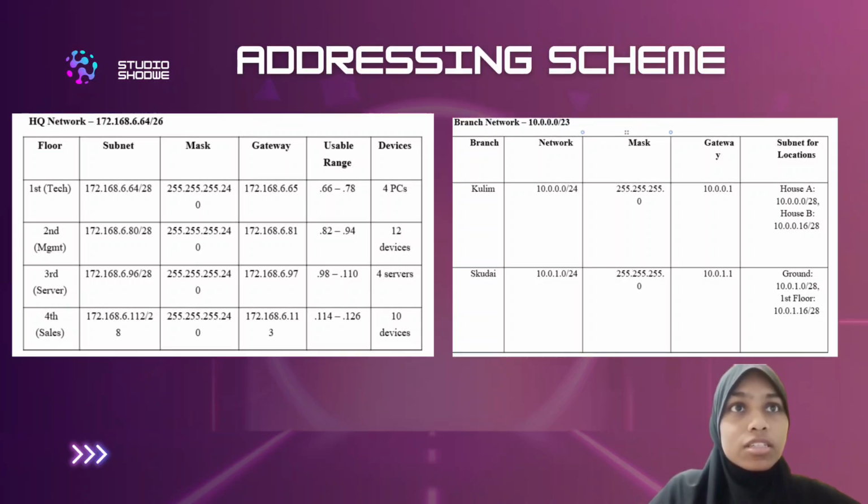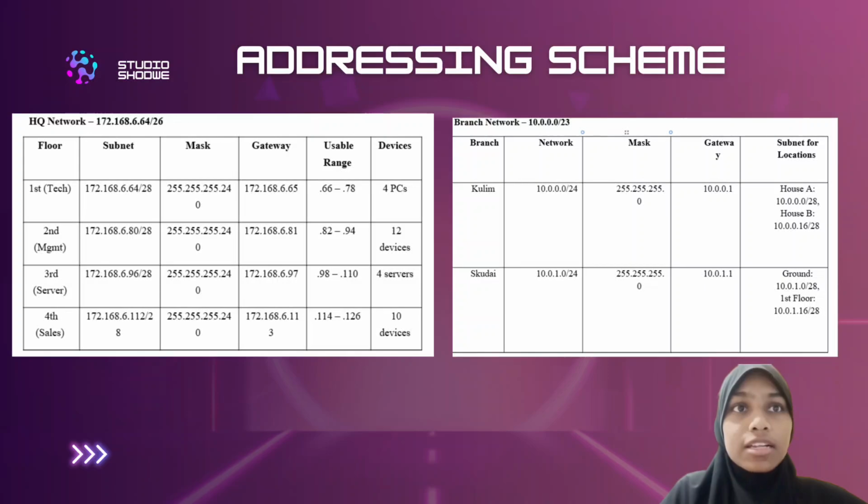This is our addressing table. The headquarters network uses the IP block 172.68.6.64, while the branches network uses 10.0.0.0. To use IP addresses efficiently, we apply variable length subnet masking.